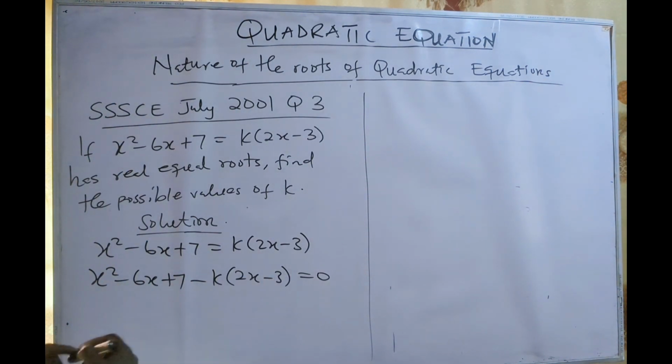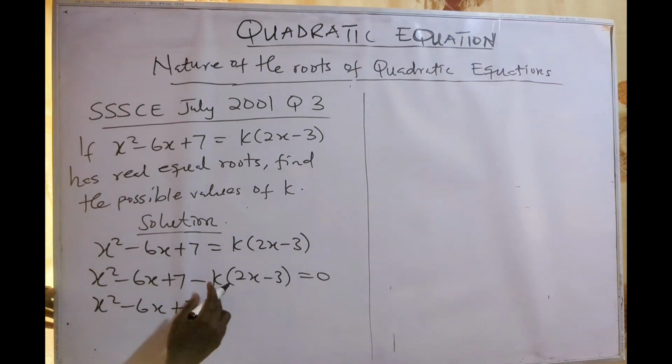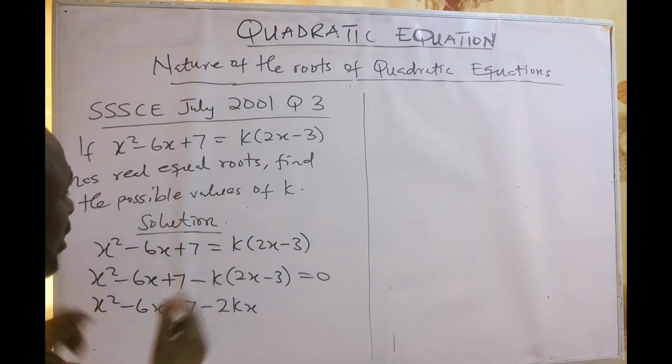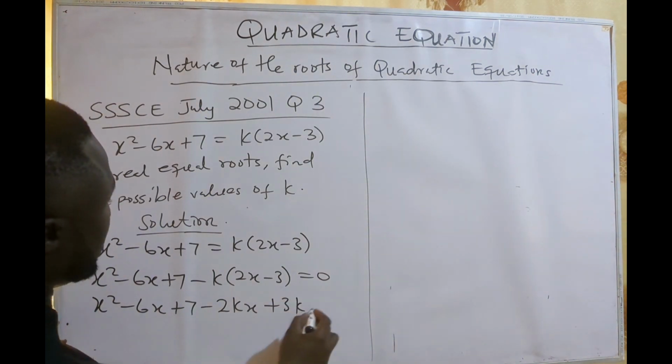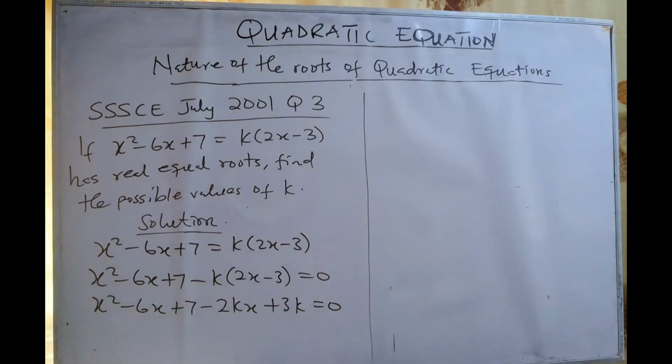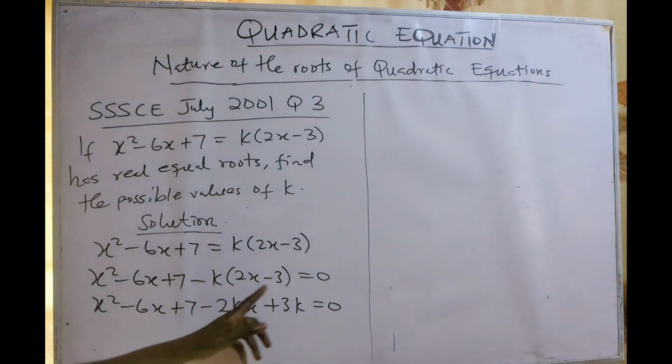Then let's expand this, so that we have x squared minus 6x plus 7, minus k times 2x gives minus 2kx, and minus k times minus 3 gives plus 3k, equal to 0. So minus k times 2x gives minus 2kx, and minus k times minus 3 gives positive 3k.